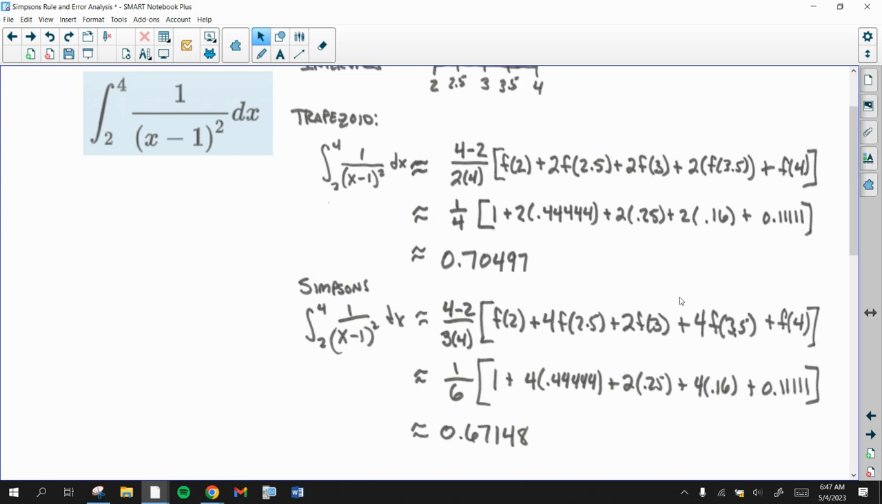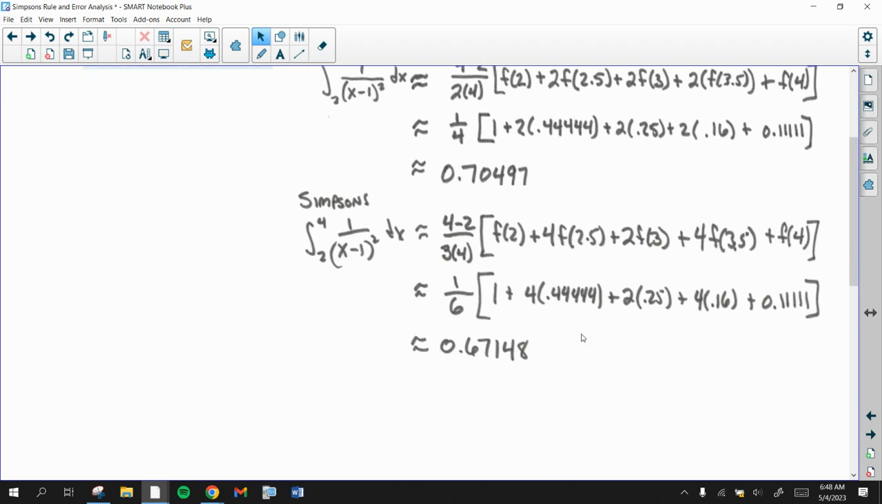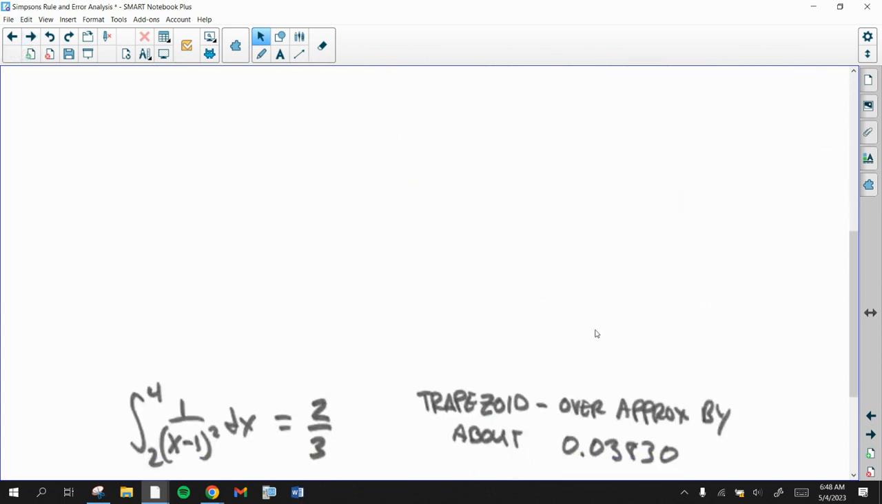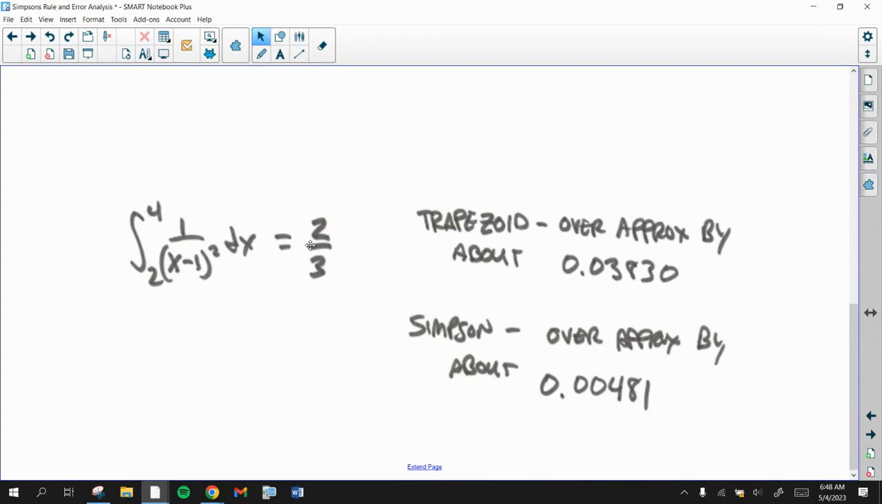And then I went ahead and figured out what the actual error was in my calculations. You can easily figure out that this integral is actually equal to 2/3. I just took 2/3 and subtracted what I got with the trapezoid and Simpson's to get these errors. So obviously Simpson's is a much better approximation. That error was 0.0048 as compared to the trapezoid, which was 0.038.